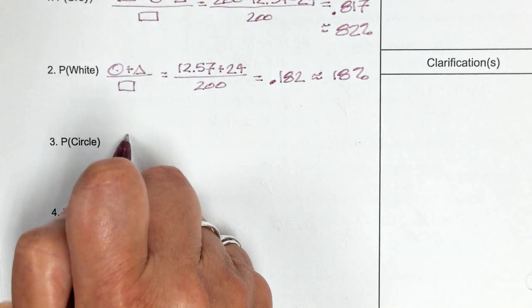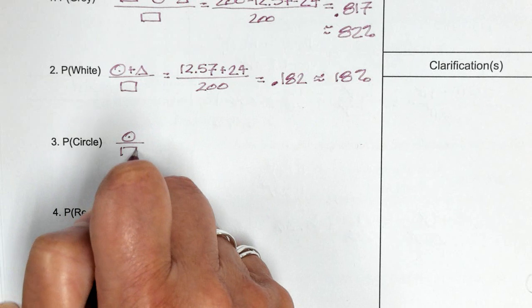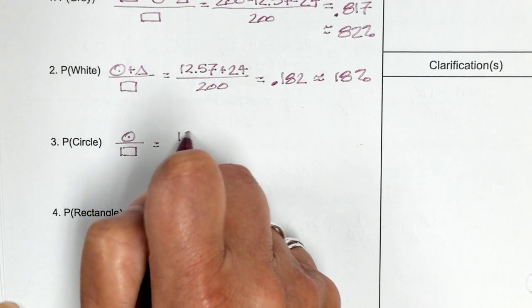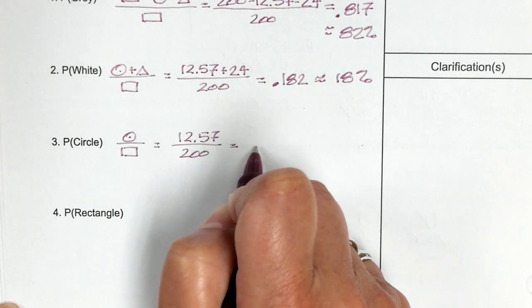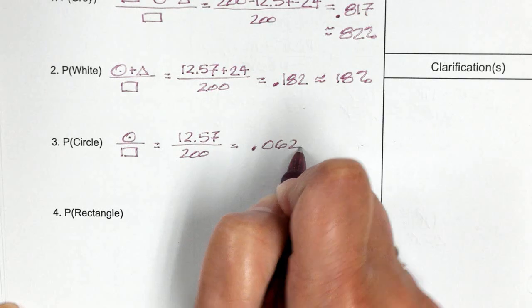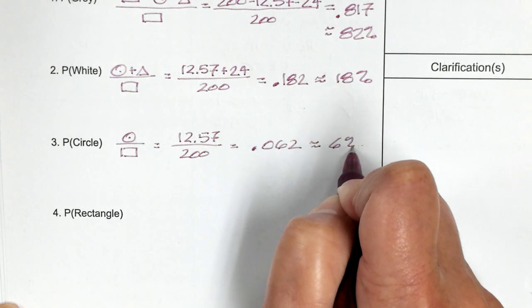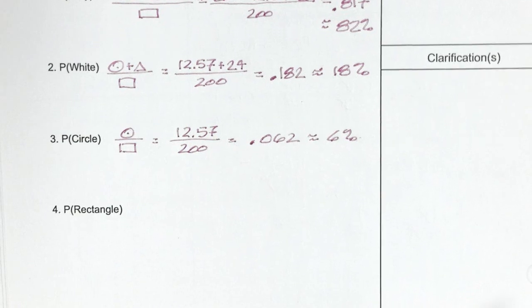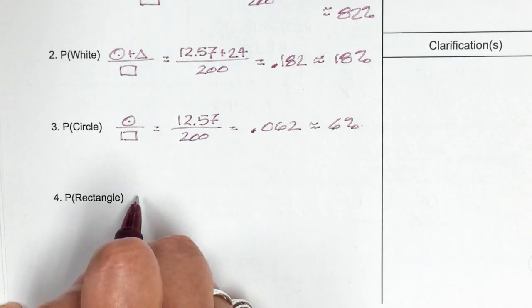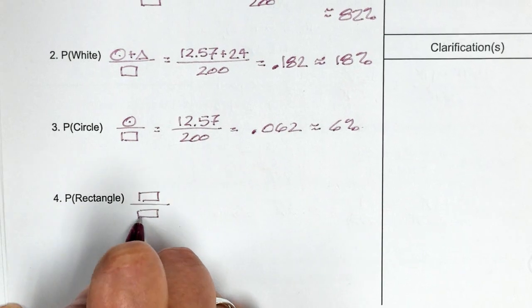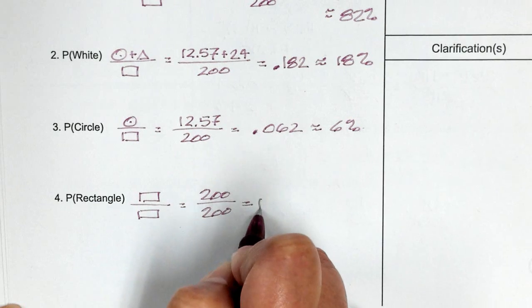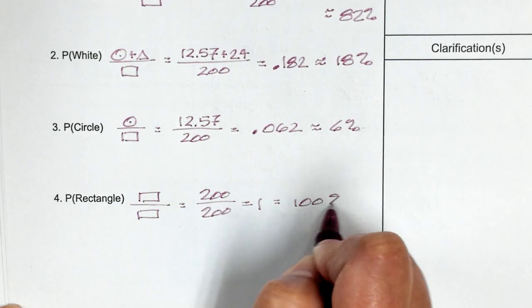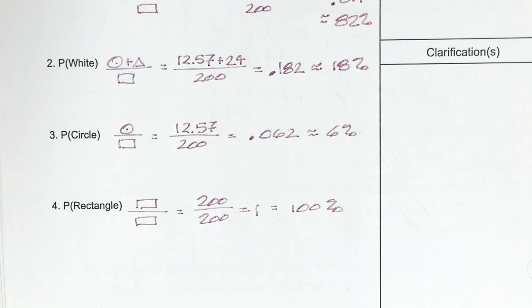All right. Probability of hitting the circle, simply the circle divided by the rectangle. 12.57 divided by 200, 0.062, approximately 6%. Probability of hitting the rectangle, well, that's simply the rectangle divided by the rectangle. 200 divided by 200, you have a 100% chance of hitting the rectangle.